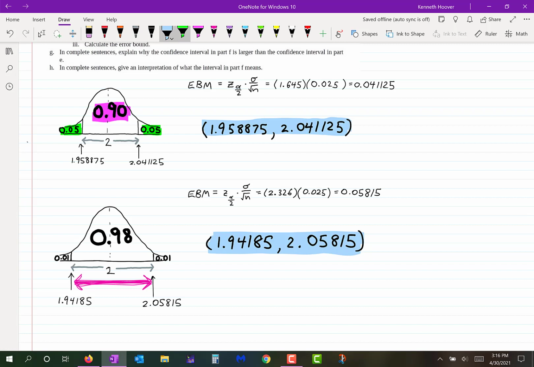I'm only 90% sure that the weight would be in this interval, but I'm 98% sure that it would be in here. How can I be more confident for the second one than the first one? Because the second one's bigger. It's a bigger target. You see how that works? If you wanted a 99% confidence interval, it would even be a little bit bigger than that.